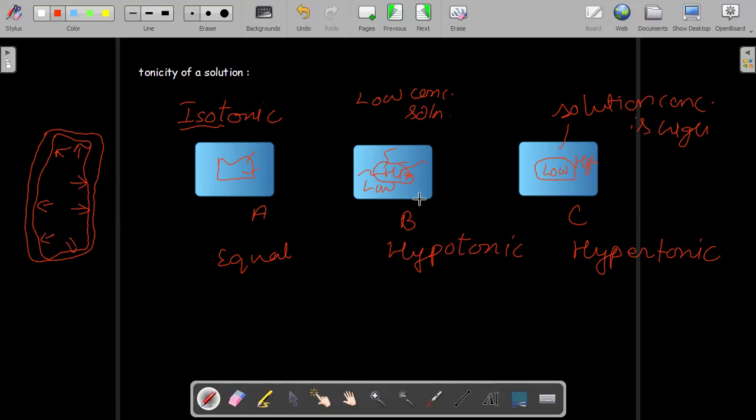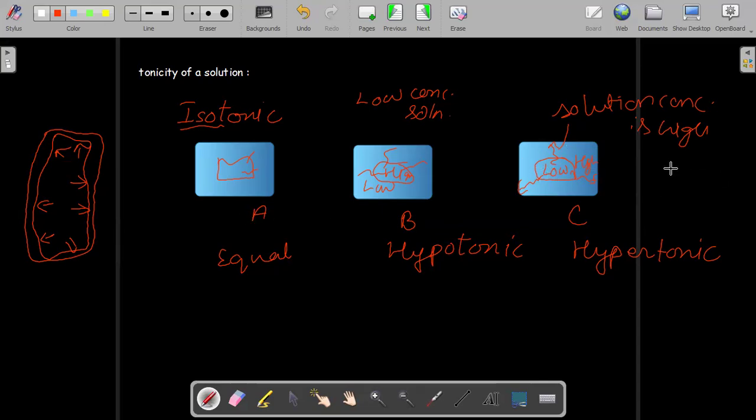But if you put the same cell inside a hypertonic solution, the concentration outside is high, but the concentration inside the cell is low. Now the water particles will start moving from inside of the cell to the outside, since osmosis occurs from low concentration to high concentration. Hence in this case, I will observe the movement of water particles from inside the cell to the outside.